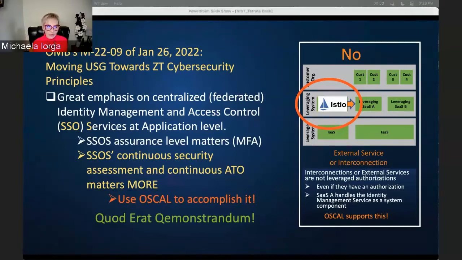But at the same time, more than anything, what matters to me the most is that you have to demonstrate that those services that are so critical for building your zero trust architecture or zero trust system also have to be very, very secure. So demonstrating that they maintain their security posture to help you secure your system is very important. So you should use OSCAL to accomplish it in a continuous manner. With that, I rest my case. So, quod erat demonstrandum. Next, please.